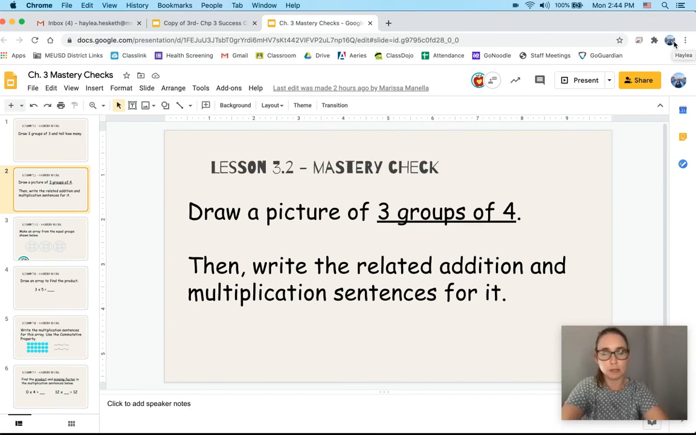Once you finish doing that, take a picture of it and submit it for your assignment or whatever you need to do to make sure your teacher sees that you've done your work.